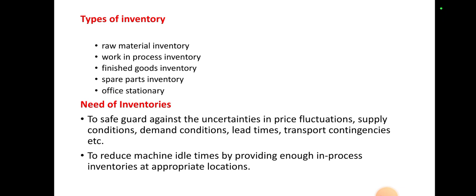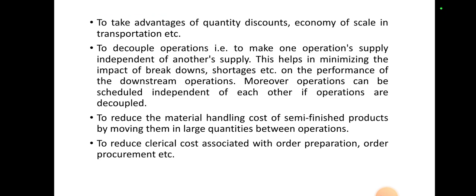It is to safeguard against uncertainties in price fluctuations, supply conditions, demand conditions, lead times, transport contingencies, etc. To reduce machine idle times by providing enough in process inventories at appropriate locations. Then, to take advantage of quantity discounts, economies of scale in transportation, etc.